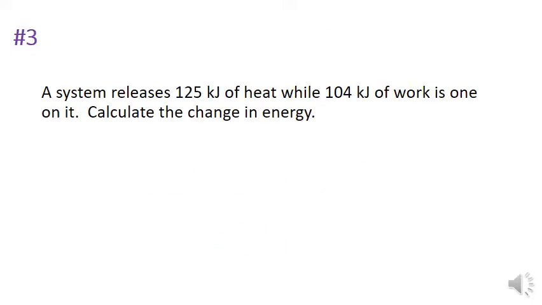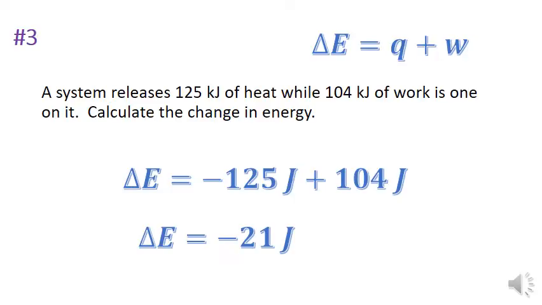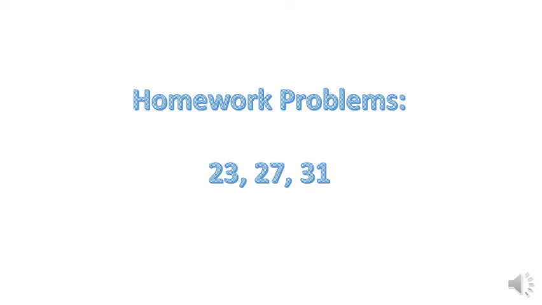If you're releasing heat energy, you're exothermic, so the value of Q will be negative. And if work is done on the system, that means the internal energy is increasing and the value of W will be positive. So your final answer then, paying attention to sig figs, is negative 21 joules. Those homework problems are very similar to the problems I just went through.